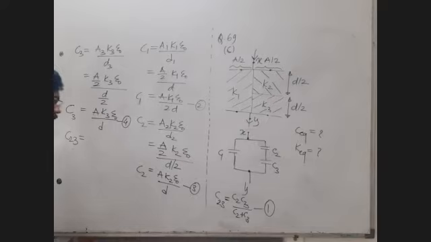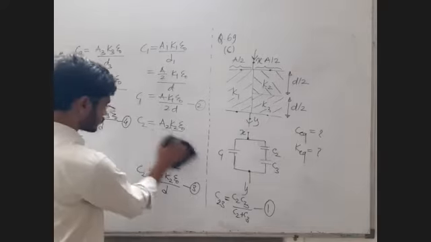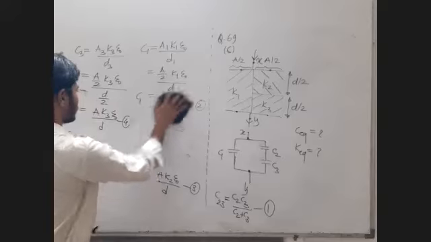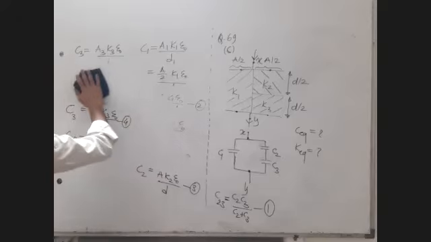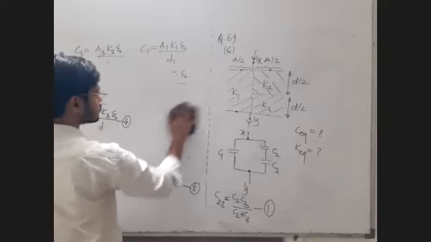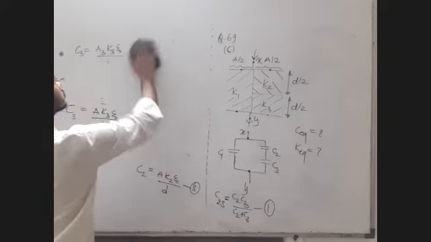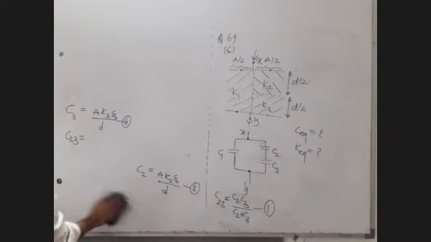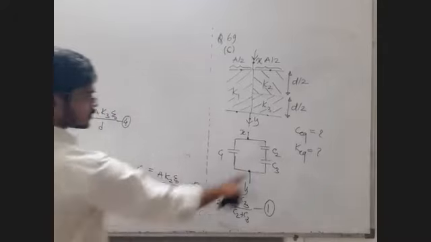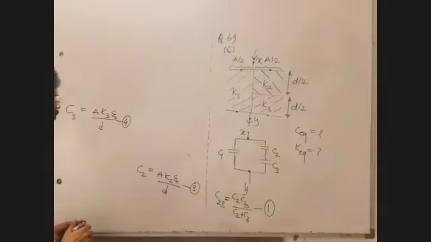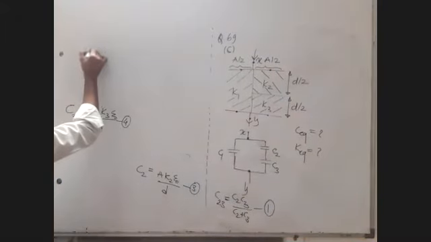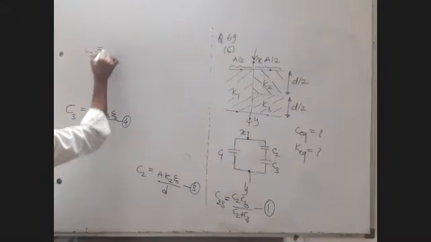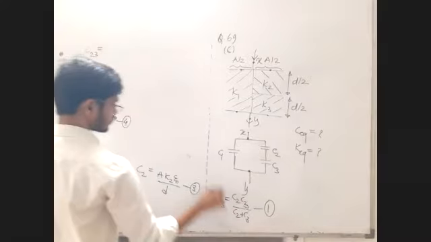Okay. Now we have the value of C2, the value of C3, and the value of C1. What is the equivalent combination of C2 and C3? It is C2 C3 upon C2 plus C3.